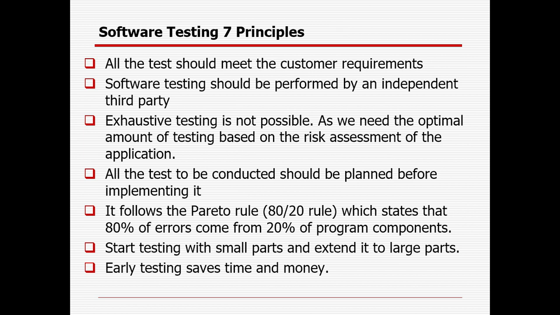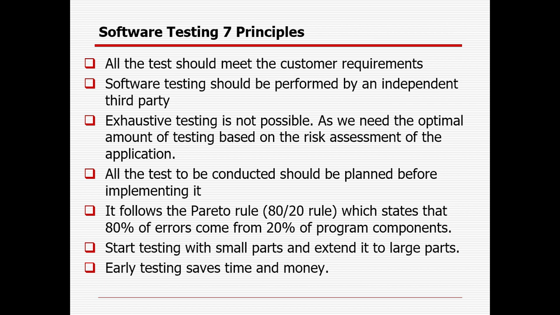Software testing principles. What are the different principles? The first principle is that we need to meet the business requirement, the customer requirement. Whatever the customer requirement is saying, we have to follow. We can definitely apply our thought process, but we have to rely on the customer requirement. Software testing should be performed by an independent third party, so that it is not done by the developer. Exhaustive testing is not possible, so we need an optimal amount of testing based on the risk assessment of the application. Sometimes, in case we are not able to do the testing completely, we can go for the risk-based approach, RBT, risk-based testing.